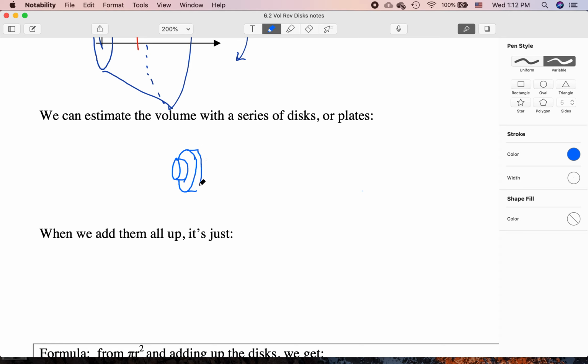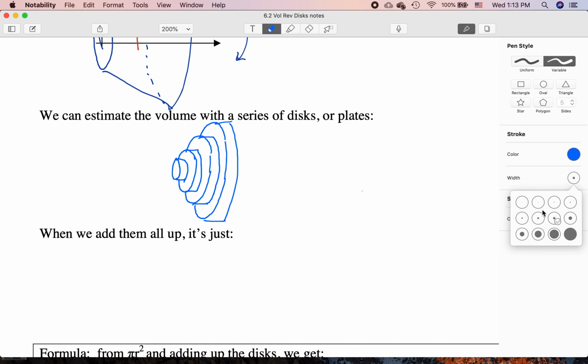Specific thickness. Then the next one's going to be even bigger. Oh, this is a terrible diagram. And then the next one's going to be even bigger. So these are a bunch of discs or plates, if you will, and they're just getting a little bit bigger. The radius is getting bigger and bigger each time. See if I can shade this in a little bit.